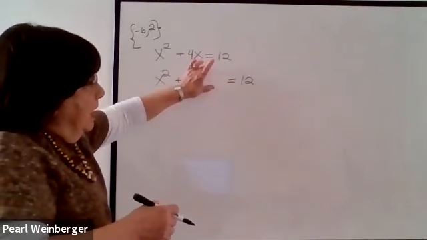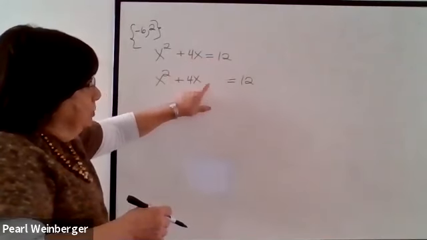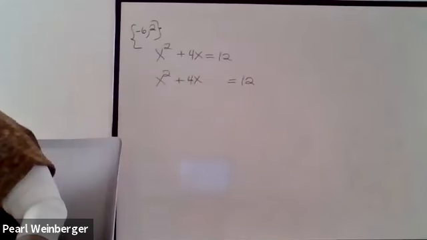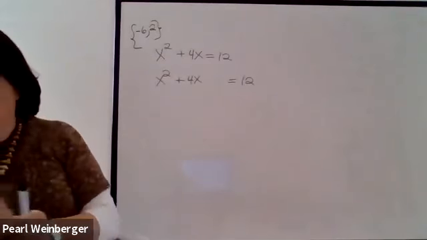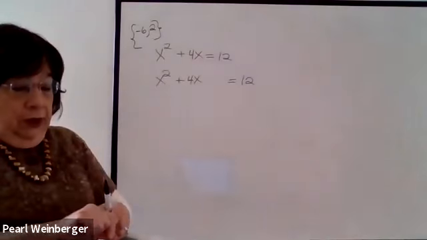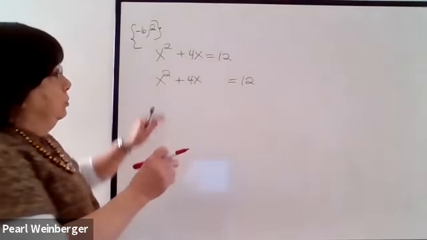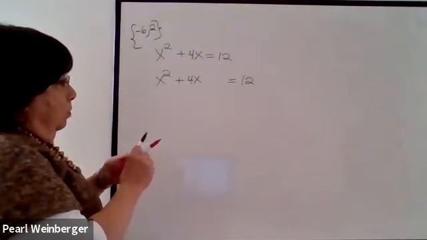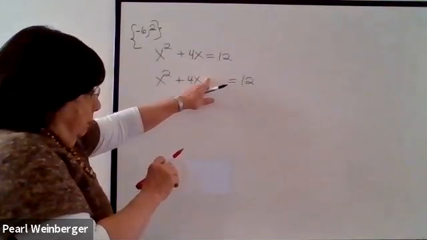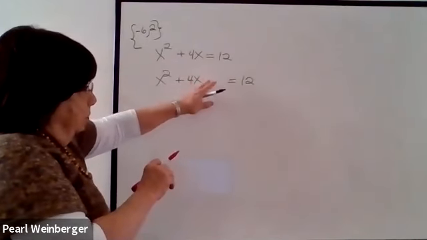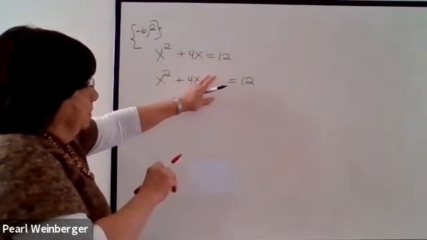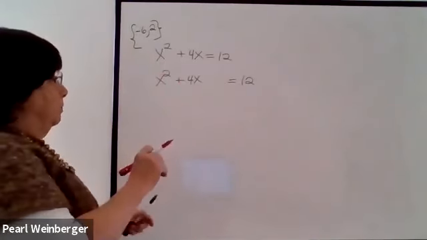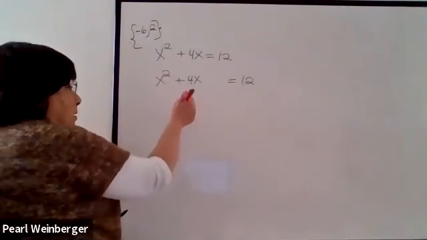And if you notice, I actually left a space. I rewrote this, leaving a space over here. And the reason I'm doing that is because I want to do something called completing the square. What I'm going to do is look at this x squared plus 4x and add a number here to make this side a trinomial that will be a perfect square expression. And I know how to do that.